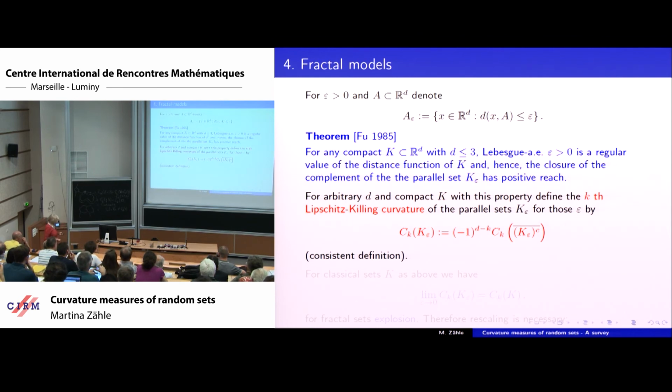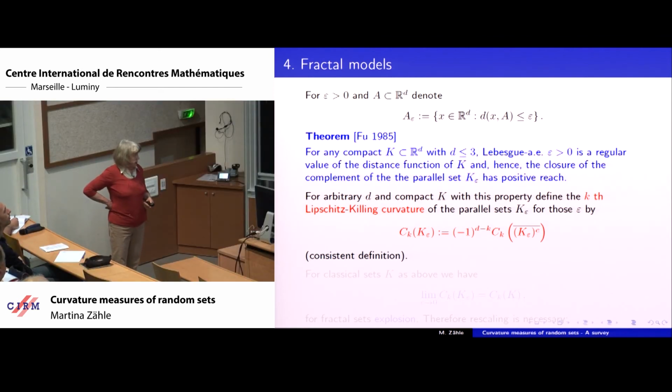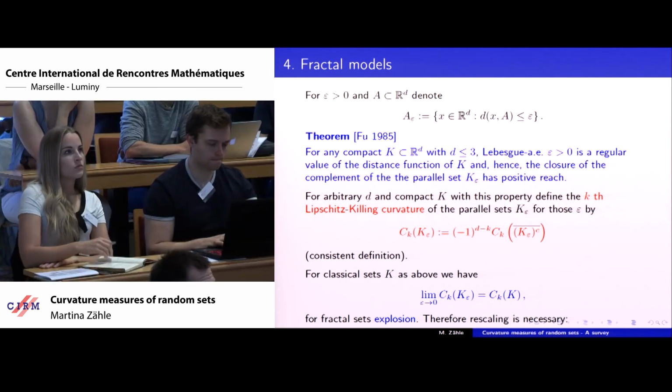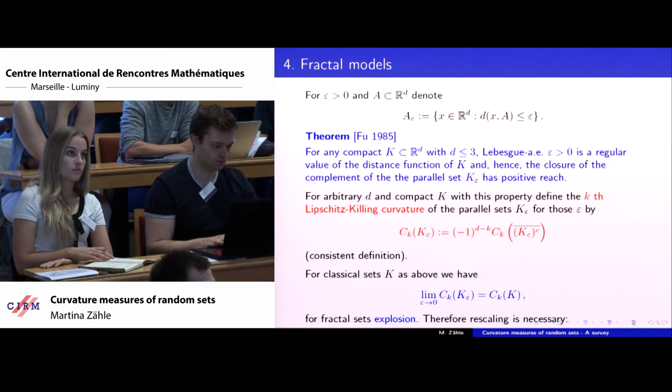Yeah, this is an appropriate notion, and this can be included in a more general approach, which we have developed together with Jan Rataj. And then we try to consider these parallel sets here in the fractal case, and we try to find some limit as epsilon goes to 0. If you take a classical set, a convex body or a smooth submanifold, then you know that the curvature measures converge. This can be shown to those of the primary set.